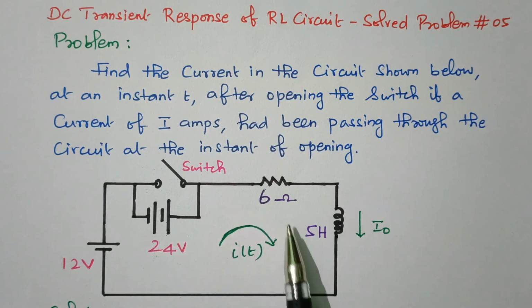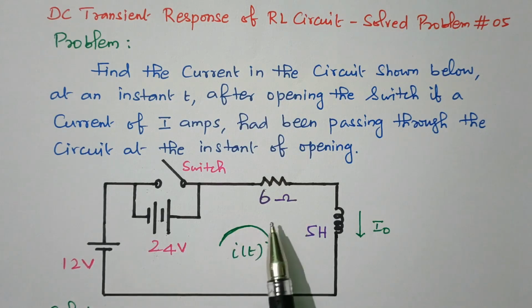So here we are going to apply Kirchhoff's voltage law, KVL. What is KVL? Voltage rise equals voltage drop. This voltage source is a voltage rise, and this is a voltage drop. Otherwise, applied voltage equals the drop across the elements.